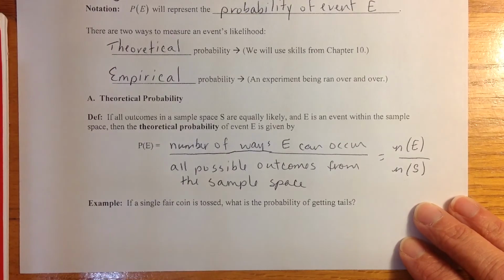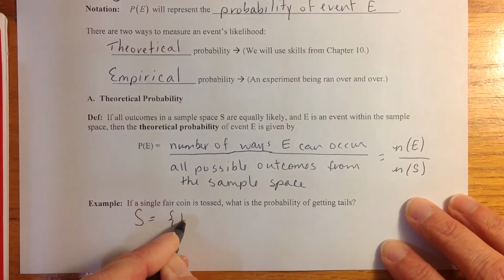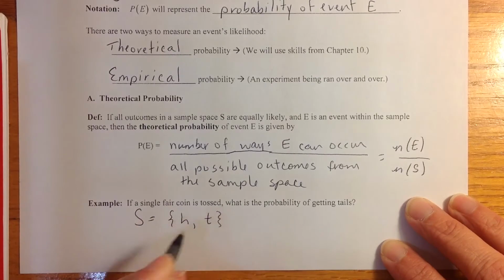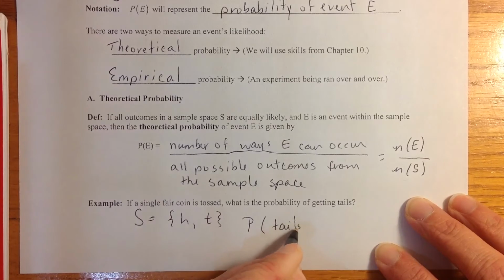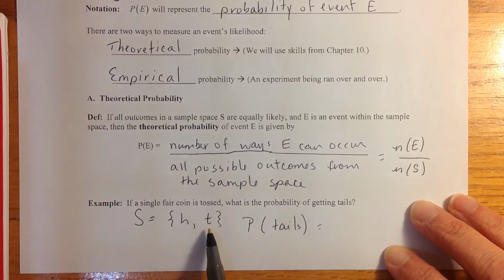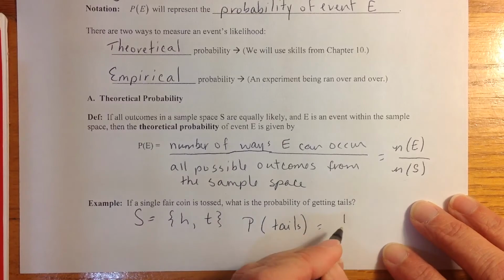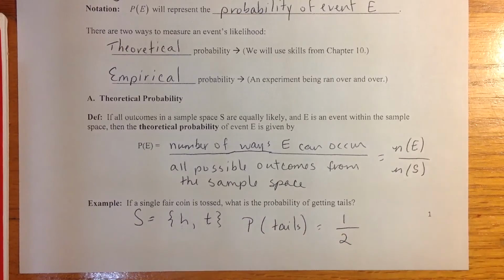If a single fair coin is tossed, what is the probability of getting tails? Well, our sample space is we could either see heads or tails. So if we're interested in the probability of getting tails, well, how many times do I see T? I see T once over how many total possibilities are in my sample space? 2. So the theoretical probability of seeing tails is 1/2.